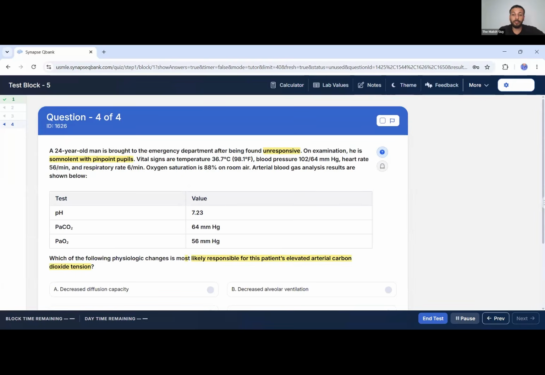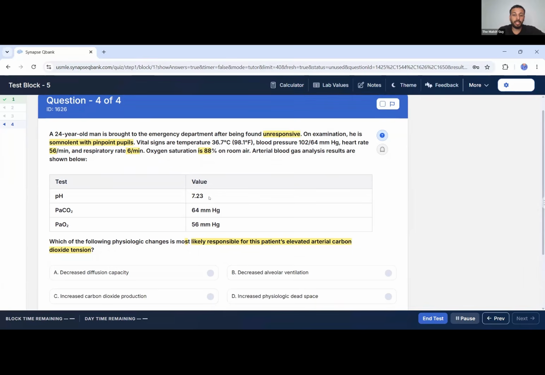Vital signs: temperature is normal, blood pressure is normal, heart rate is a little bit decreased, and respiratory rate is extremely decreased. The oxygen saturation is decreased. Arterial blood gases are shown. pH is low.